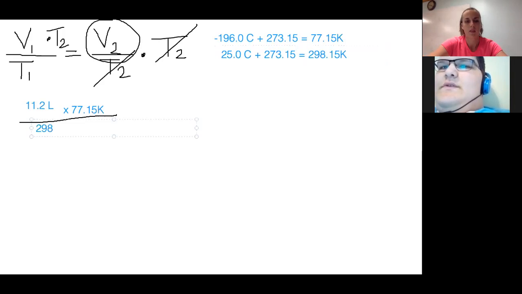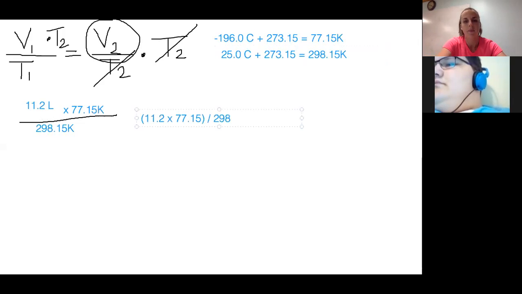Okay, so plug it in your calculator like this: open parentheses, 11.2 times 77.15, close parentheses, divided by 298.15. When you do that, you're going to get... This is the first equation. This is the first extra practice problem.